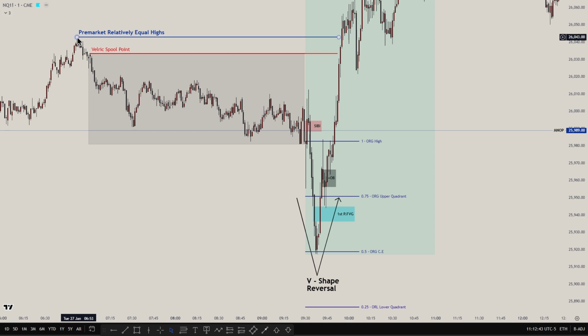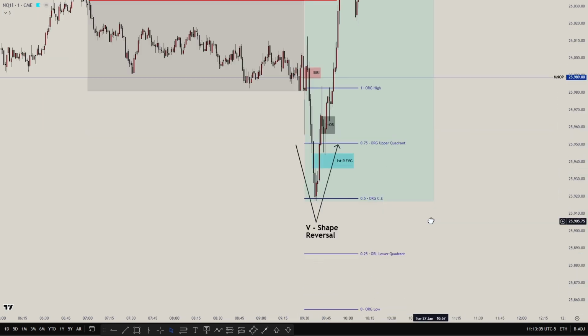So for me, I incorporate that into the pre-market range, but I do keep in mind, here's the VSP, it may not reach into the pre-market relative equal highs. Unless we see obvious signs of strength, like we were seeing here, the breakaway gap is obviously going to go through the pre-market relative equal highs because of how strong it is. Okay, so you can see we've got a midnight opening price. This blue fib is our opening range gap.